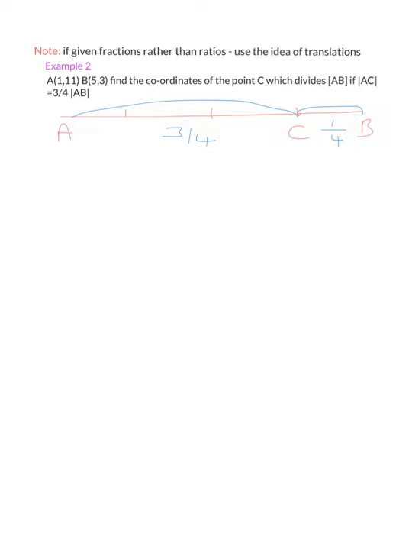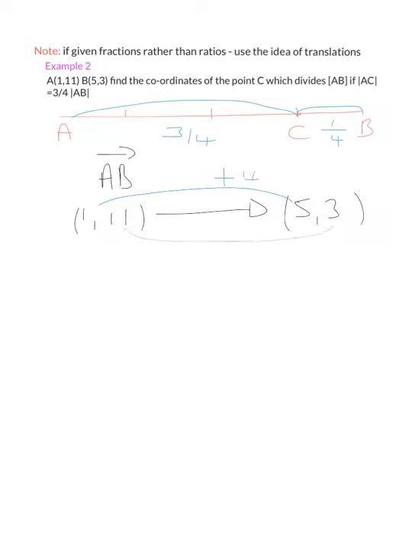So we'll get the translation, first of all, of A to B. A was (1, 11) and B was (5, 3). So what is that translation? Well, we do our x's first. If you went from 1 to 5, what would you do? You have to plus 4. And then for your y's, if you go from 11 to 3, it's minus 8. So our translation then is (4, -8). That is the full translation.